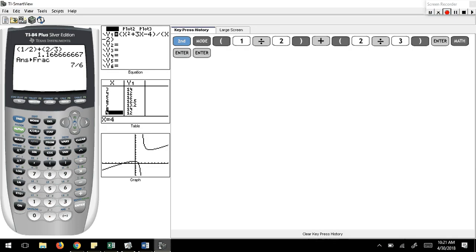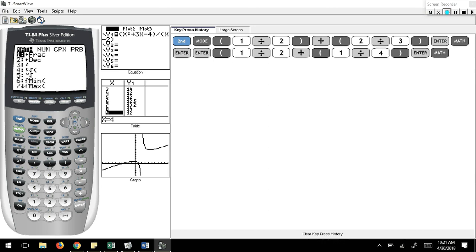My calculator didn't give me that. Look. 1/2, it's got to be in parentheses, plus 1/4. And then you do math, enter.